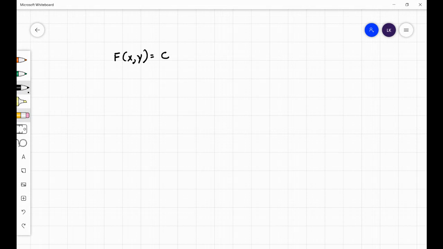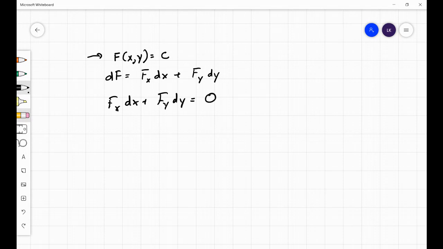So, and we know that the total differential for that is just the derivative of this function of x and y with respect to x times dx plus the derivative of the function with respect to y times dy. So if you compute the total differential of both sides of this equation, so here I'm motivating exactness, and on the right hand side you get 0.